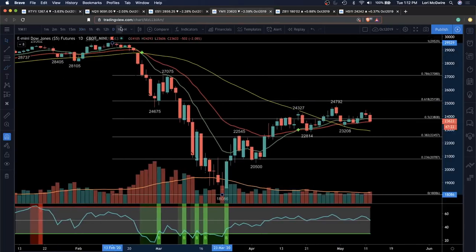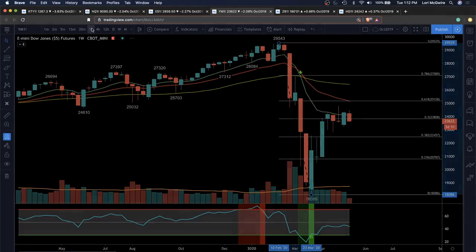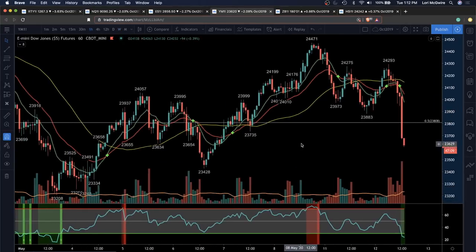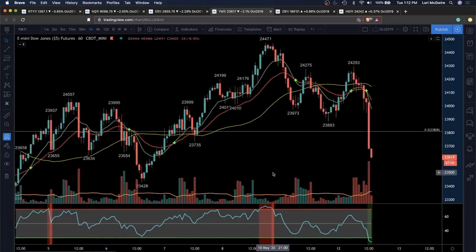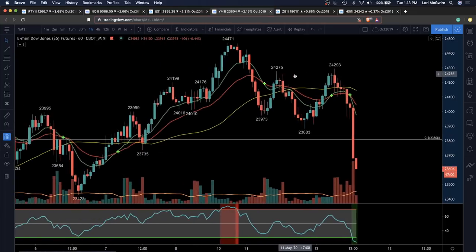And the Dow. The Dow, we didn't make it to the 0.618 retracement. Again, it's quite weak compared to the other sectors. It's just kind of bebopping here on the 50% retrace, finding resistance at the 12 EMA. Your support on shorter term time frames, 23428, 23334, and your resistance 24293 and 24471.